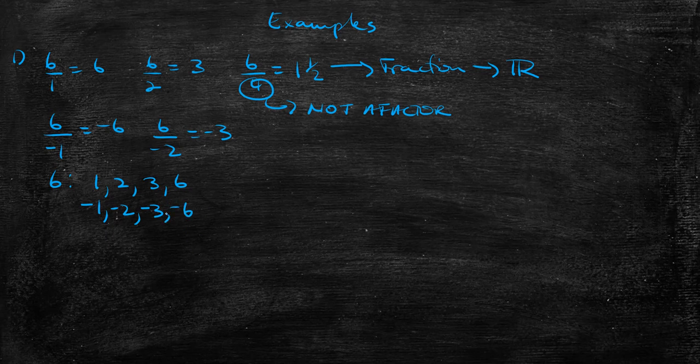If you don't understand that example, let's look at another one. Let's list the factors of 12. 12 can be divided by 1, 2, 3, 4, 6, and 12 without leaving a remainder. The result would be an integer. It can also be divided by negative 1, negative 2, negative 3, negative 4, negative 6, and negative 12 without leaving a remainder. This is the full factor list for the value 12.